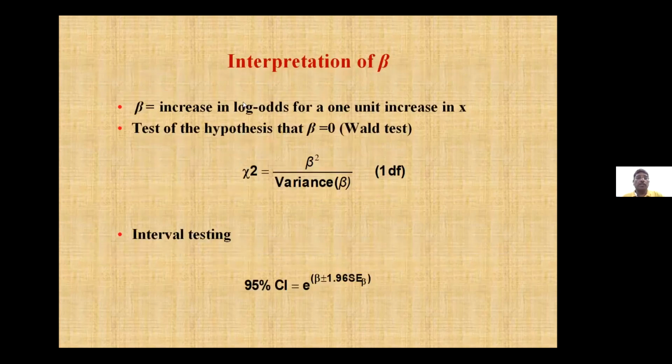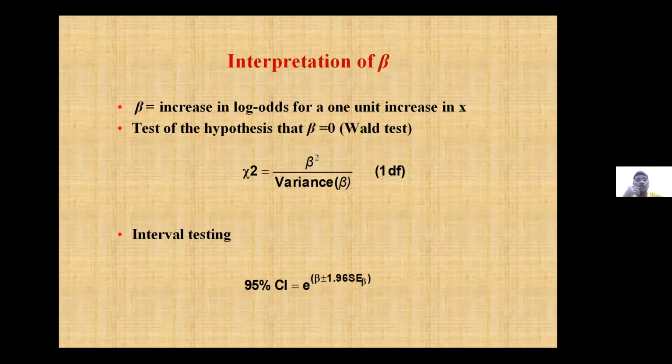Interpretation of beta: increase in log odds for a 1 unit increase in x. The same explanation is there as in linear regression. In linear regression, if we increase x by unity, we will get a change in y equal to beta. Here it is the same, but e to the power beta is in terms of probability. The interpretation of e to the power beta is different from beta.